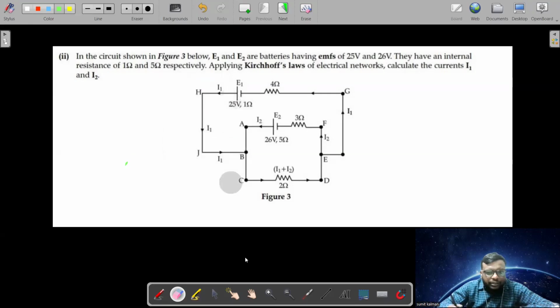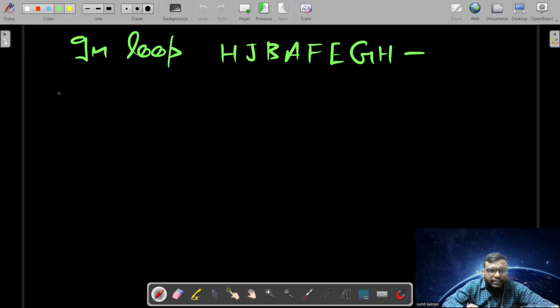Here I have taken loop HJBAFEGH. So here I am moving along the direction of I1. You can just see H, J, B, A. Now just see, here I2 has come, and here the EMF is E2. So just see plus minus: where does it finish? At the EMF minus. So here I will write -26.